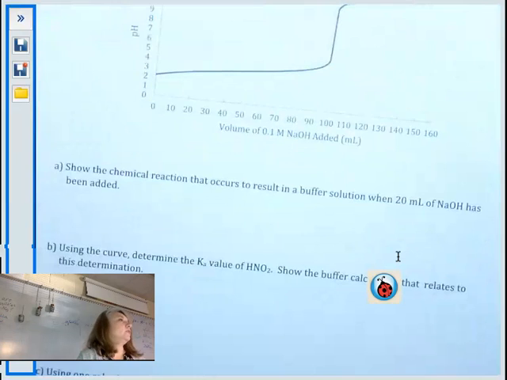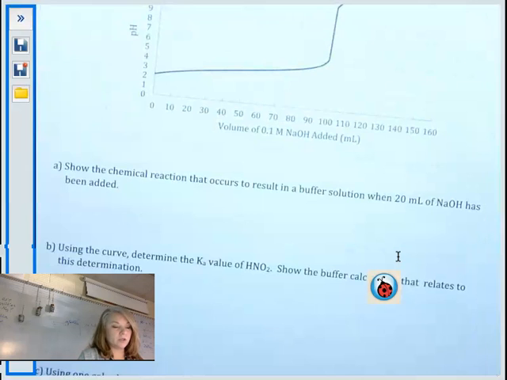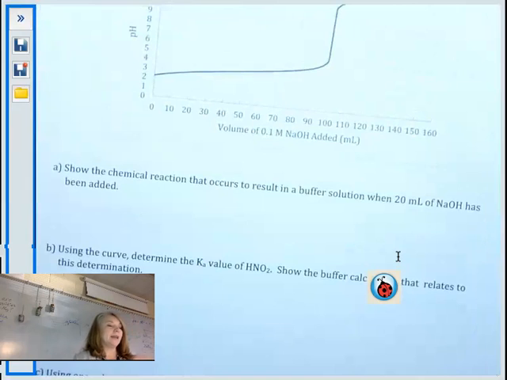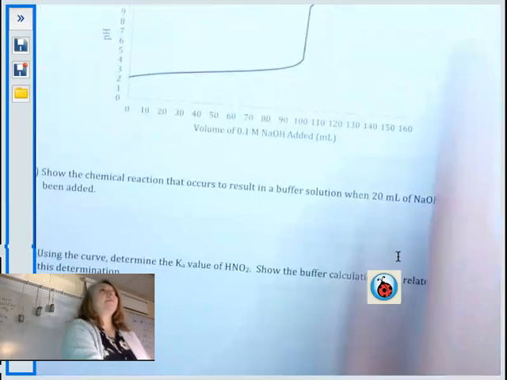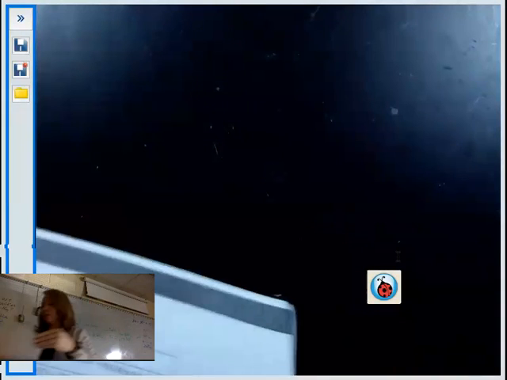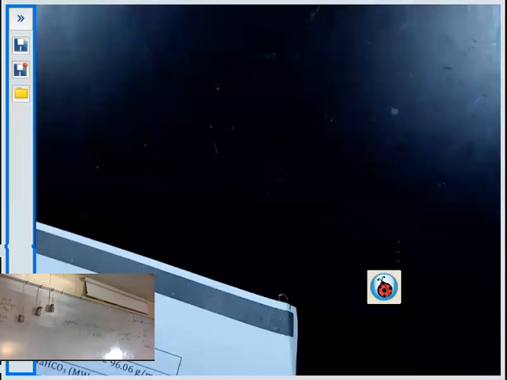Okay, so right now, those of you that have a page 12, I want you to go ahead and answer question A. So show the chemical reaction that occurs to result in a buffer solution when 20 milliliters of sodium hydroxide has been added. So you're adding sodium hydroxide plus HNO2. Okay, go ahead and do that while I go run off 3 more pages of the rest of this. Start off with adding your acid.